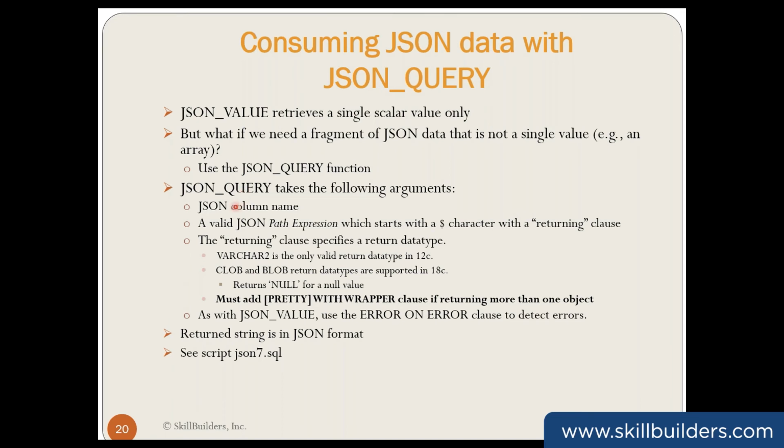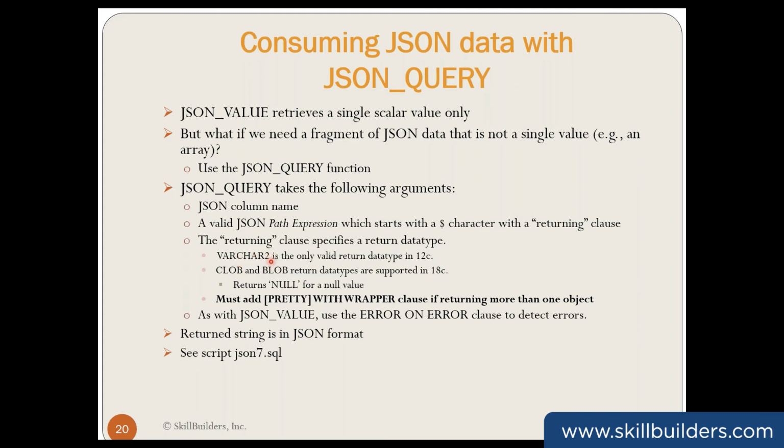The difference between value and query is a little bit more complex. It needs a returning clause. And in 12c, the only returning clause is varchar2, unfortunately. So that's a limitation in 12c with JSON query, because you can only go to the longest varchar2. That's been fixed in 18c. You can say it's a clob or a blob. So as of 18c, you don't have that issue.